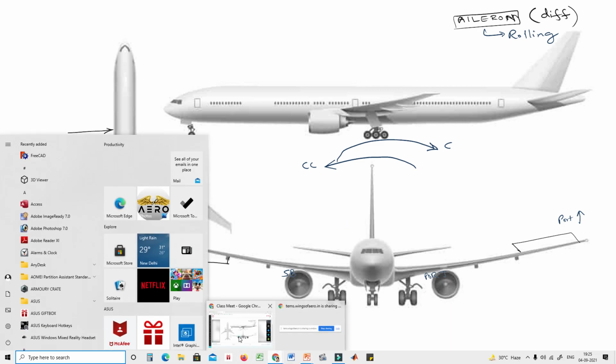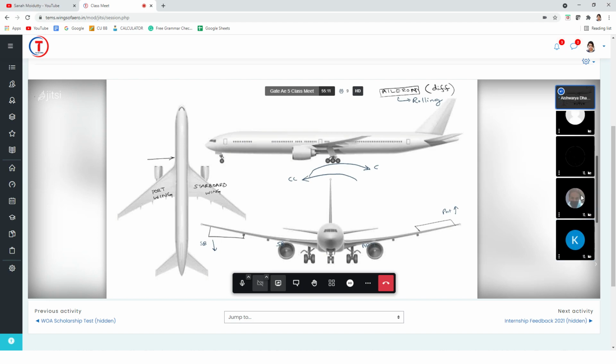But how many of you agree with the same thing? Ma'am, it is based on the point of view, where they are standing, in the front or back. I'm talking from the front view. From the back it is clockwise, and from the front it is anti-clockwise, ma'am. Actually, on the port side the angle of attack will be more. The port side angle of attack is going to be more.